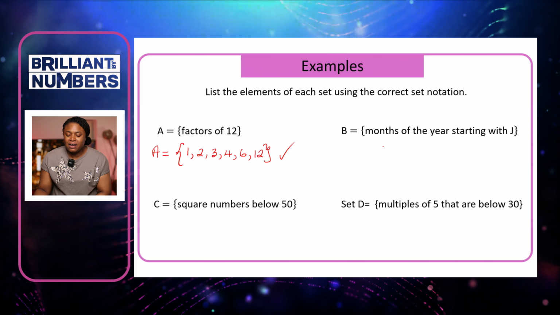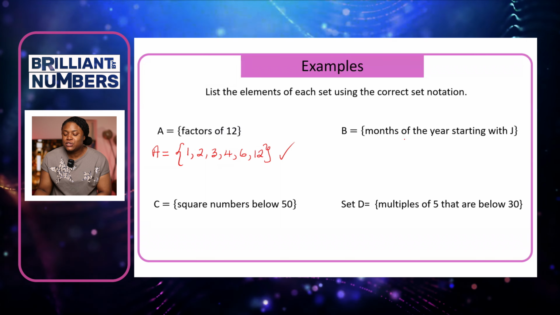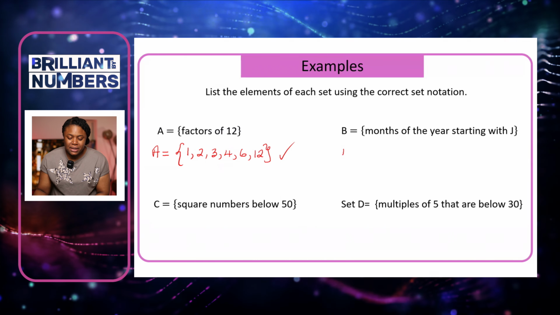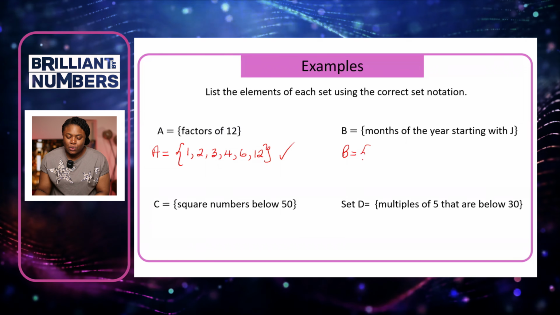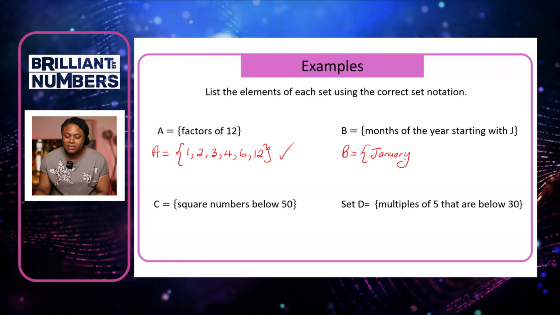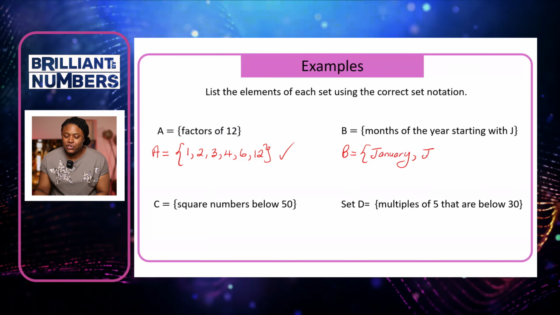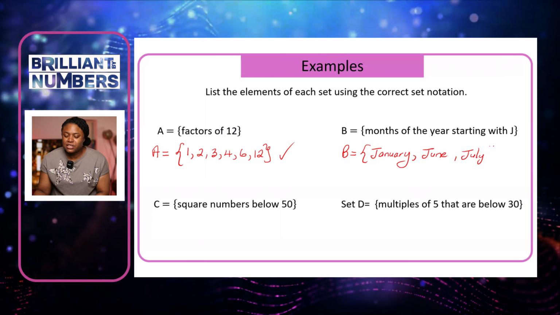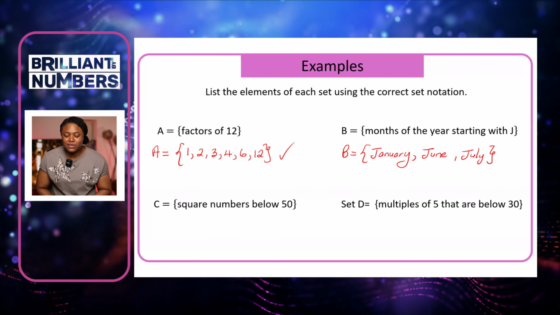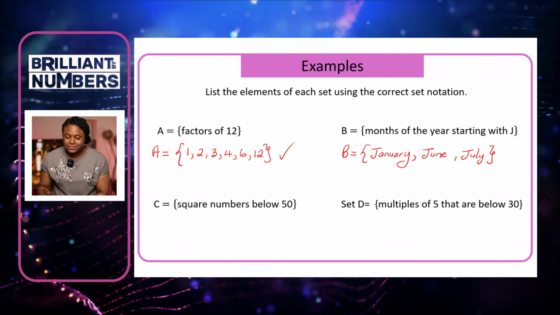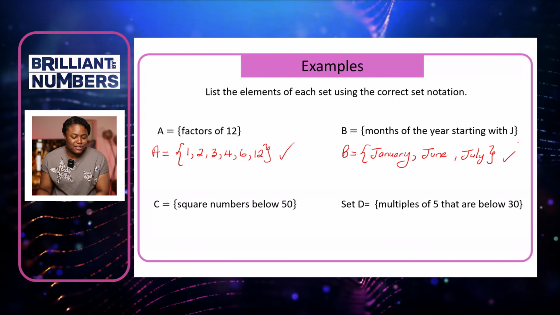So part B asks us to give the months of the year starting with J. So we go B is equal to, we've got first month of the year is January. So we list that. Then we've got June and July. And we just put those in our curly bracket. So there are 3 months of the year beginning with the letter J. Check that off. We go to the next question.